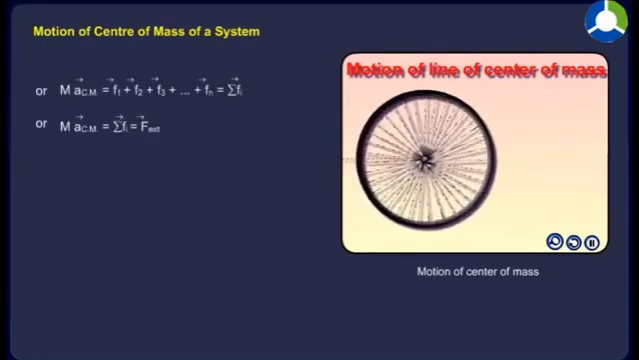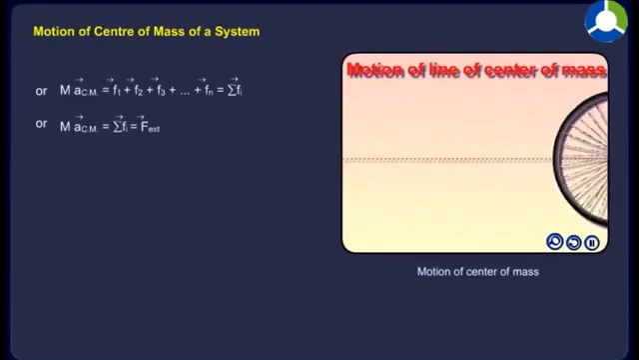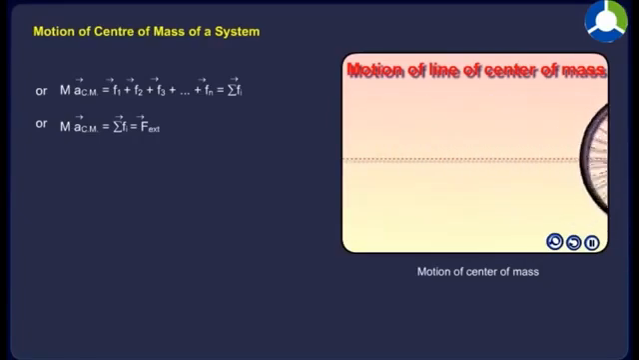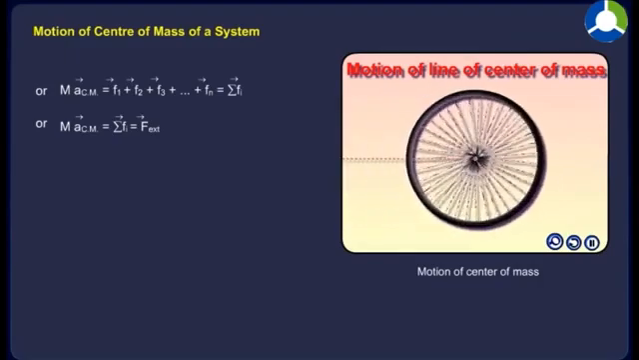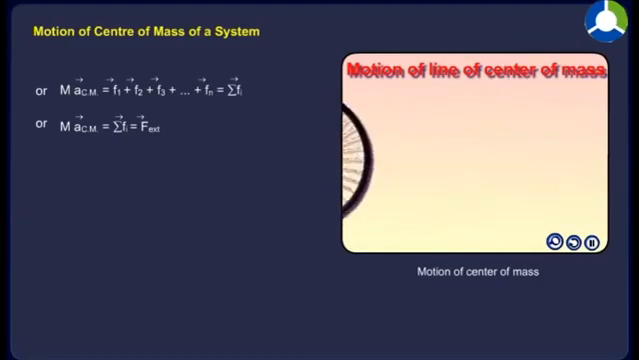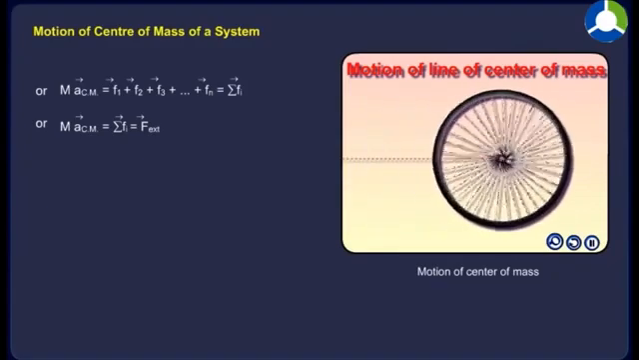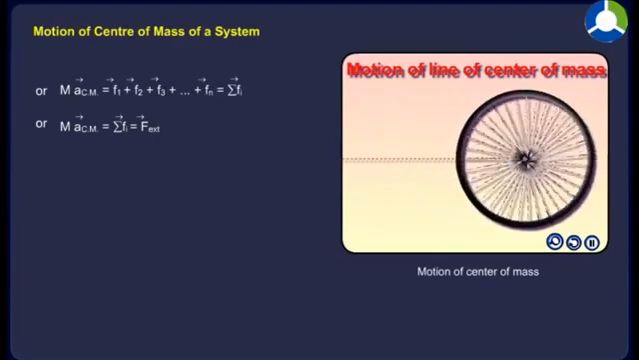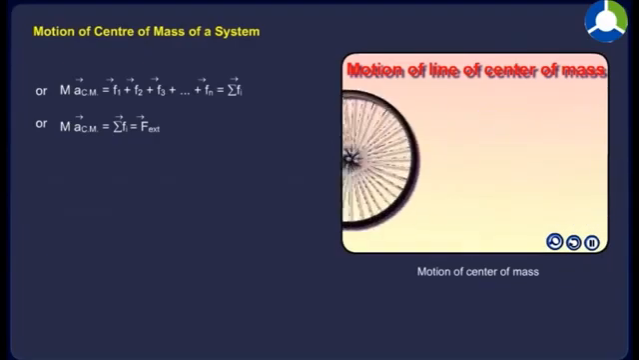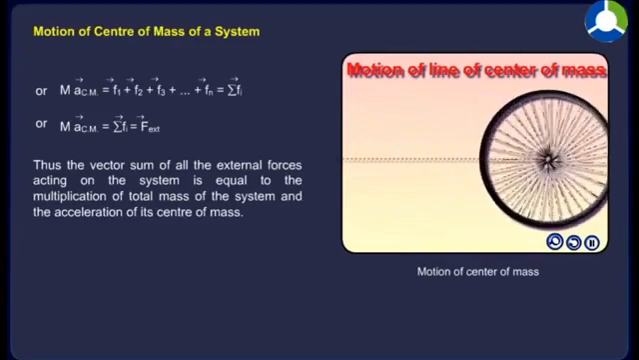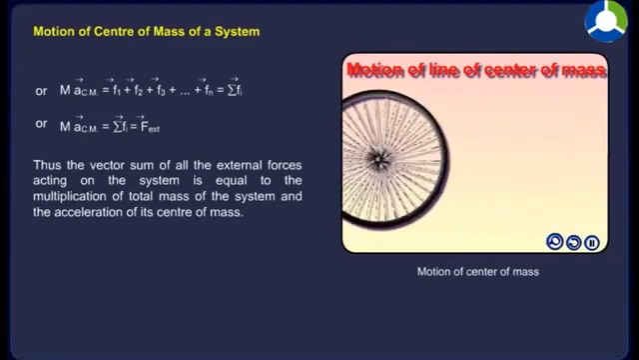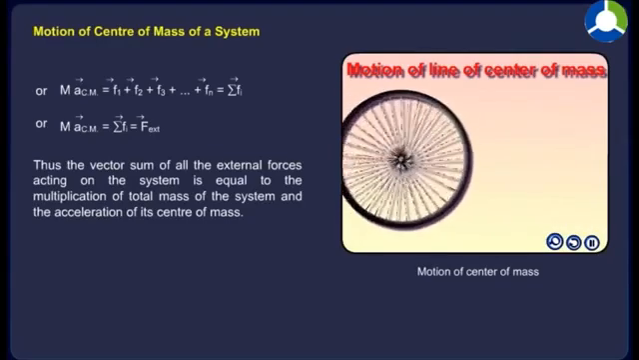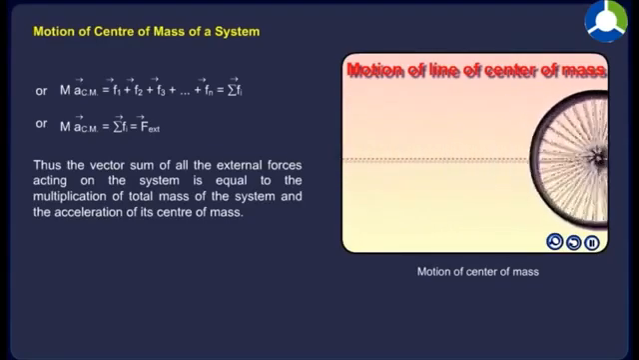Or m a_cm vector is equal to F1 plus F2 plus F3 and so on up to Fn, which is equal to the summation of F_i, or m a_cm vector is equal to the summation of F_i, which is F external. Thus, the vector sum of all the external forces acting on the system is equal to the multiplication of the total mass of the system and the acceleration of its center of mass.